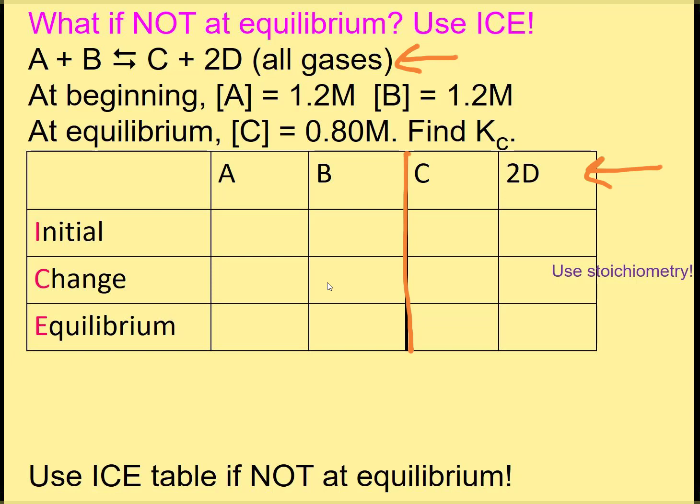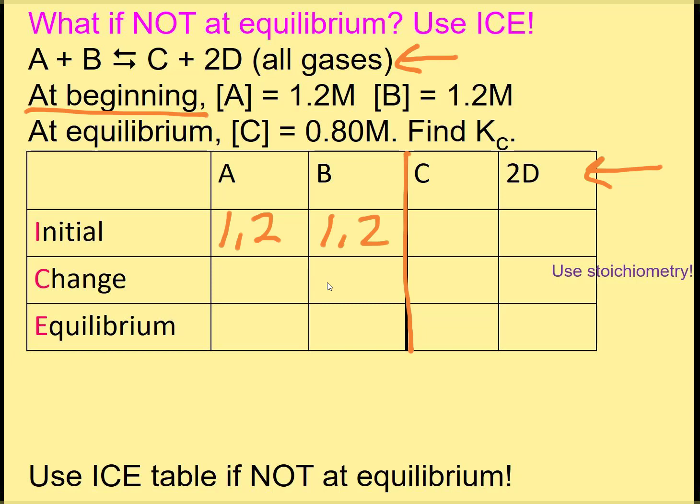So in this case, I've written it all out so you can see it, but I would just write an I, a C, and an E. And then we're going to plug into this grid. So you're just going to match up what's what. So let's look at our values. So we have at the beginning, A is 1.3, or excuse me, 1.2. B is 1.2.